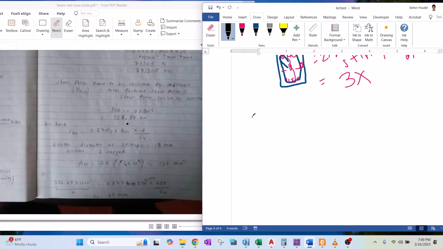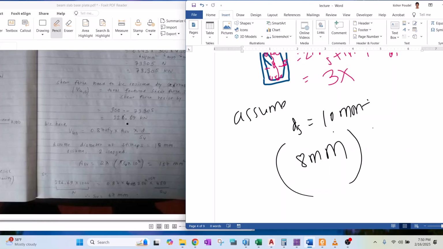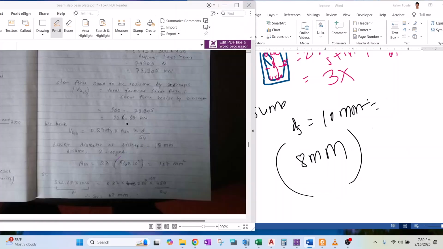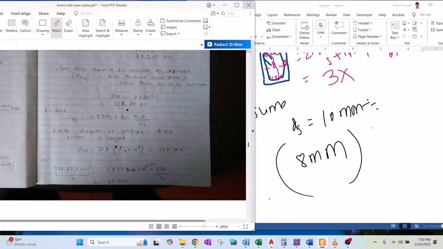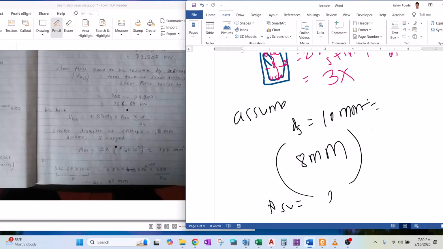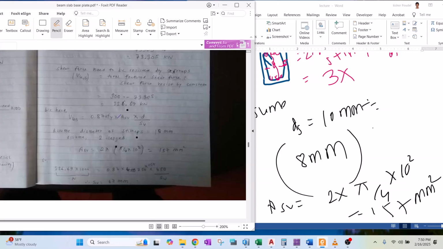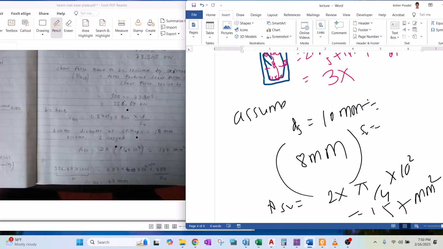So we assume the diameter of the stirrup, ds, is 10 mm. Normally we use a stirrup diameter of either 8 mm or 10 mm. So we assume here the diameter of the stirrups is 10 mm and 2 legged. So Asv is 2 multiplied by pi by 4 multiplied by 10 square. So that will result in 157 mm square. Put all the values in this equation to get the value of Sv, that is the spacing of the stirrups. So the spacing is 67 mm.